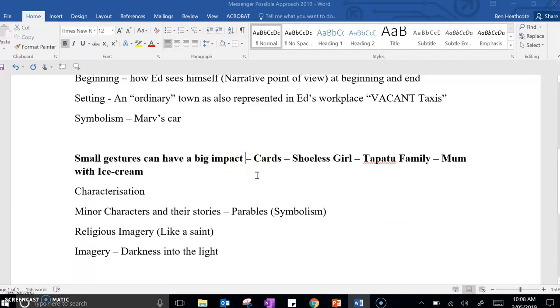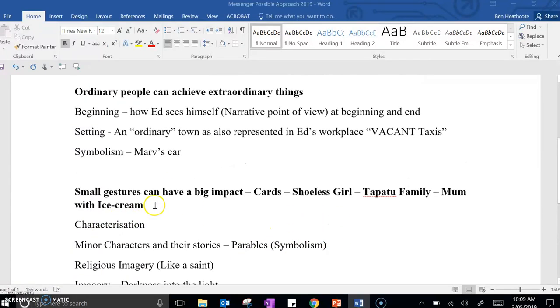And as you can see here, again, a sub-theme too, find the extraordinary in the ordinary, could be this one here, small gestures can have a big impact. Because each of those things that we've talked about, the shoeless girl, the Tatupu family, the mum with the ice cream, Milla and her lost husband, each of those stories, Ed has a small gesture which makes a really big impact, and there's a really nice link with the symbolism, lots of characterization. Characterization should be up here as well.